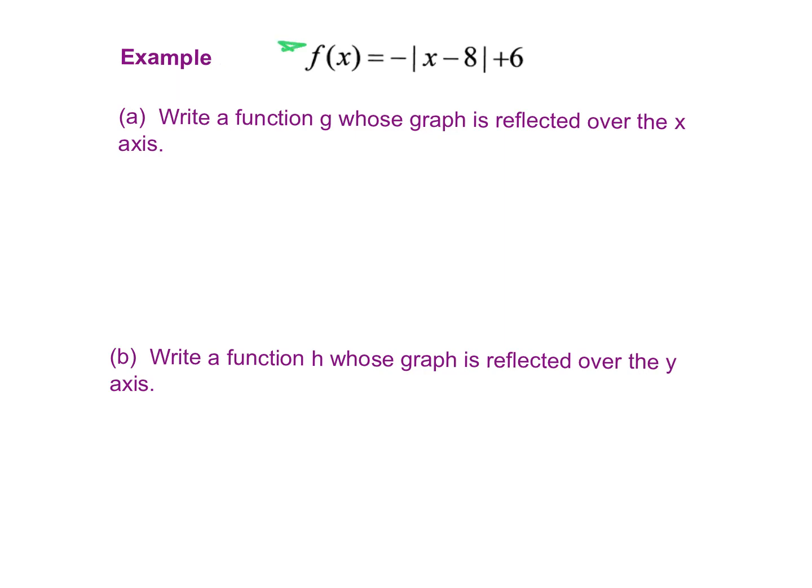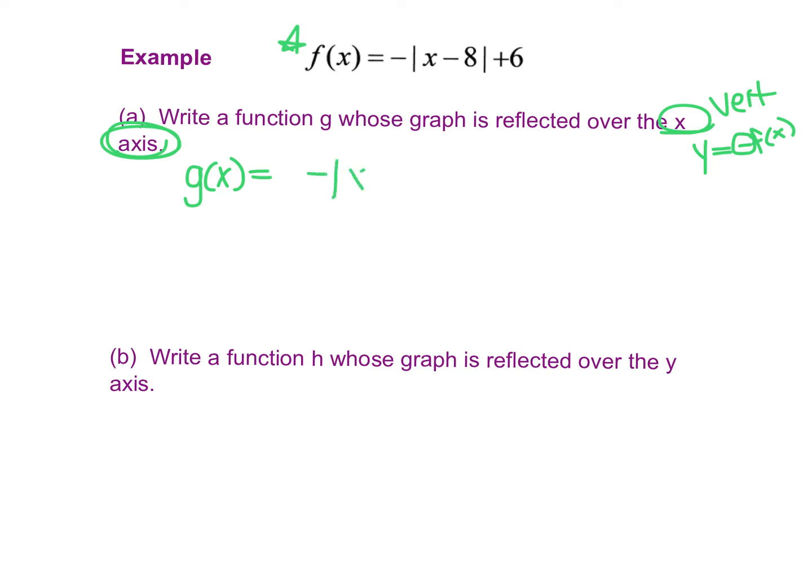All right, looking at example 3 here, this first one, we want to write something that has a reflection over the x-axis. Remember, the x-axis is a vertical flip and uses the equation y equals negative f of x. So we're multiplying all of those outputs by a negative 1. So here we're going to start with g of x, the name of our new function. We're going to have our regular function, which is x minus 8 plus 6 with that negative out in front. And what we're going to do is we're going to multiply that entire thing through by negative 1 because of this flip over the x-axis.